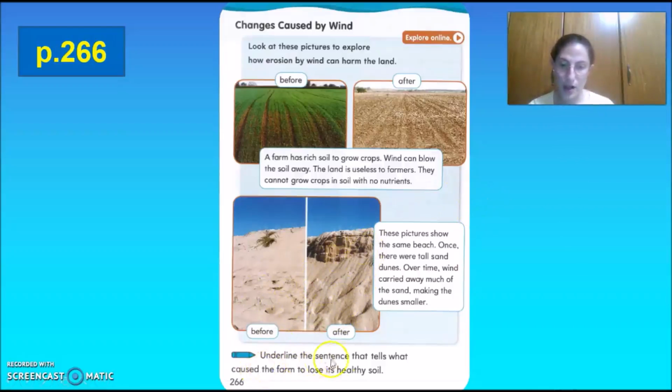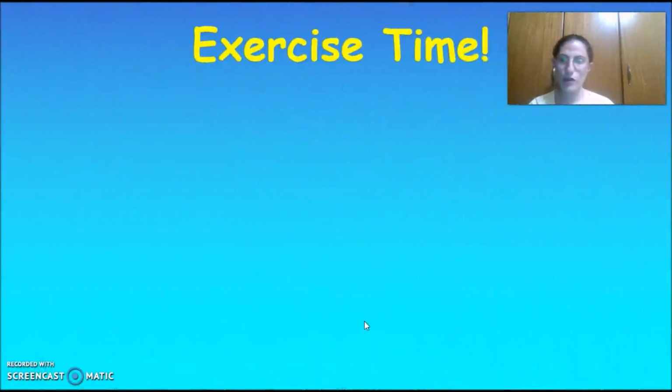Let's read together. Underline the sentence that tells what caused the farm to lose its healthy soil. So what caused the farm to lose its healthy soil? Excellent. The wind can blow the soil away, blowing the good healthy soil away, leaving the land useless to the farmer. Great, we move on.